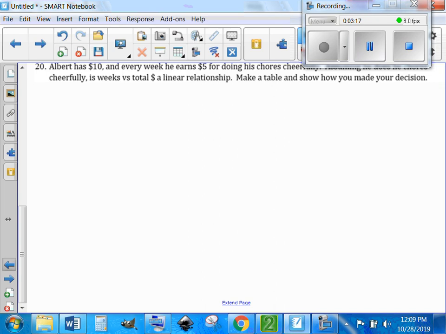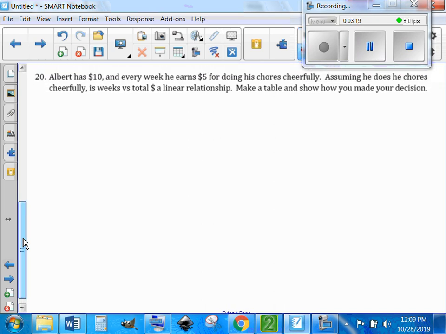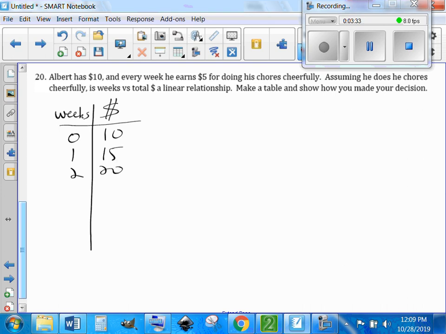And the last problem here is number 20. Same deal, we'll make a table. Here we're talking about weeks and the amount of money Albert has. So at week 0, he has $10. Week 1, he has 15. Week 2, he has 20. Week 3, he has 25. Having 4 points should be enough to show and make your decision.